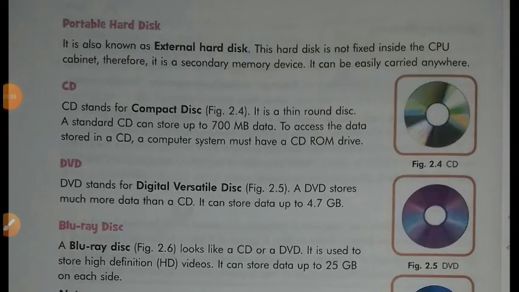DVD stands for digital versatile disc. A DVD stores much more data than a CD. It can store up to 4.7 GB. Now the third topic is Blu-ray disc. Dear students, a Blu-ray disc looks like a CD or a DVD. It is used to store high definition HD videos. It can store data up to 25 GB on each side.